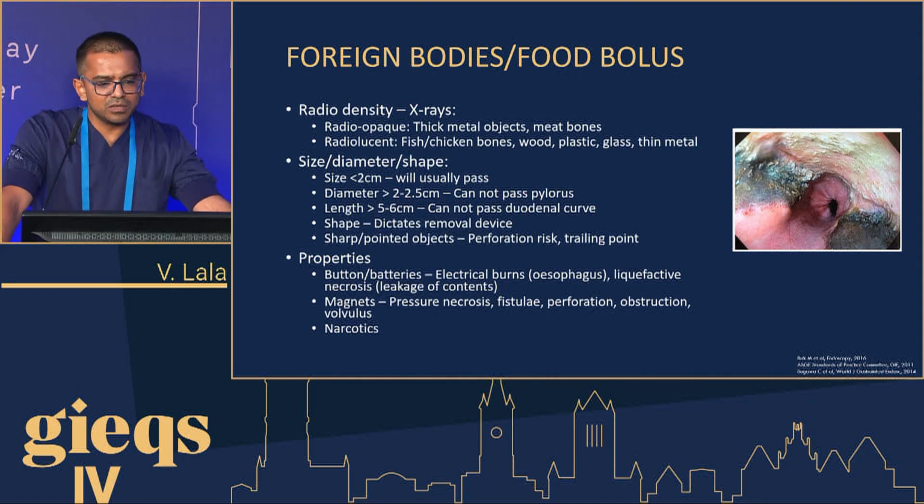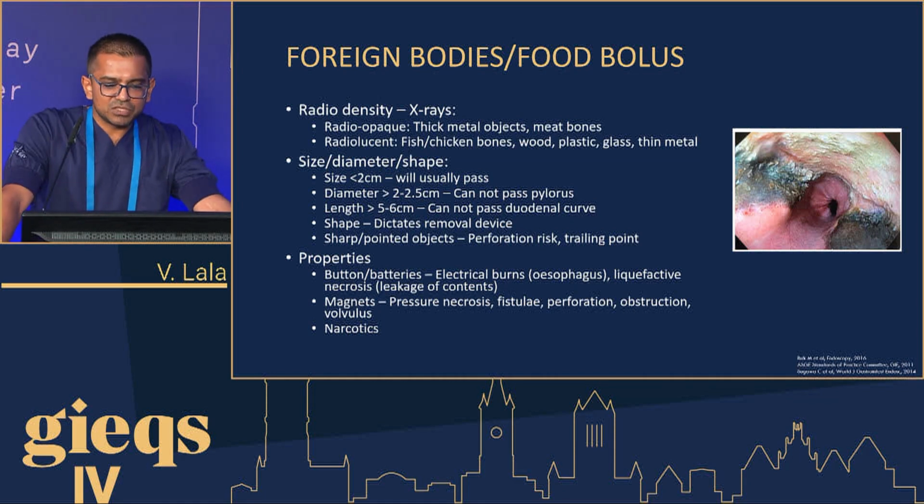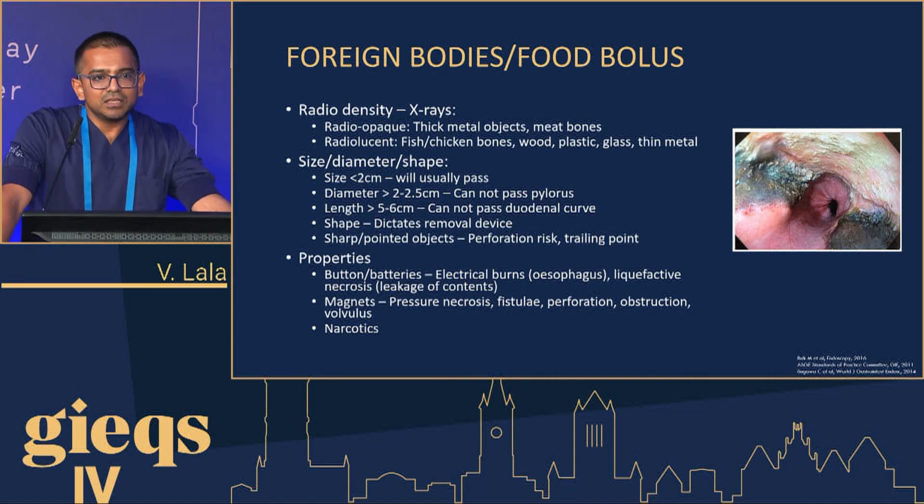So, if you have a round object or a cylindrical object, a grasping device is probably not going to be ideal to remove that. You then want to know about other properties of the object, such as whether it's sharp or has pointed edges. Again, you've seen the perforation risk live during the demonstration. But when you have a sharp pointed object, you also want the trailing point to be distal and not oral, so you don't cause more injury or a perforation while removing the device. So if you have the sharp end pointed away and trailing, that's better than having it as a leading point.